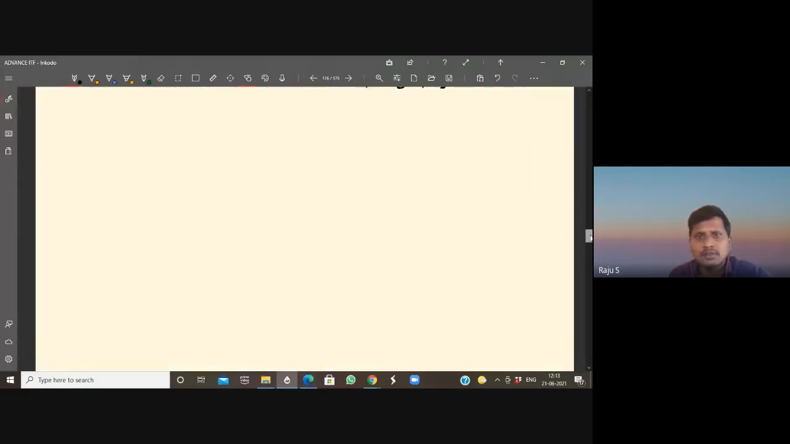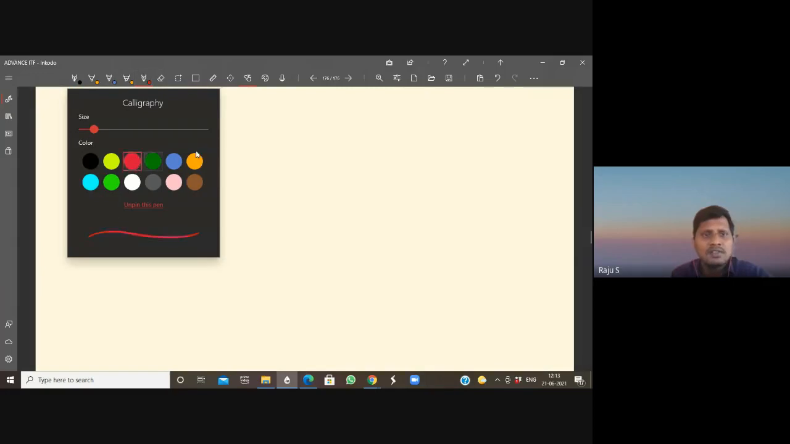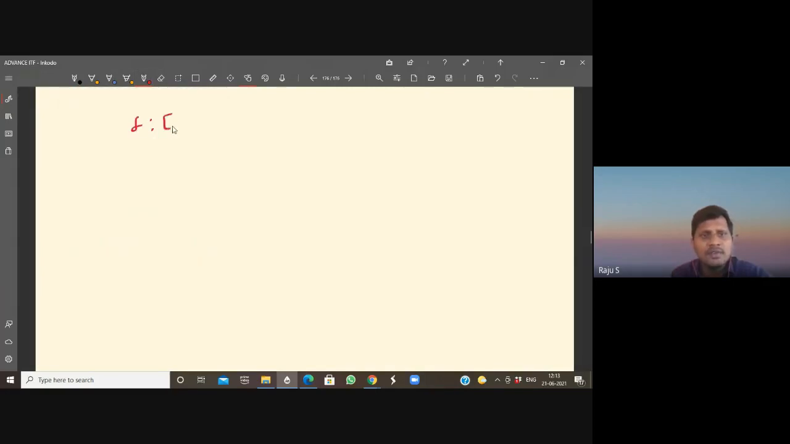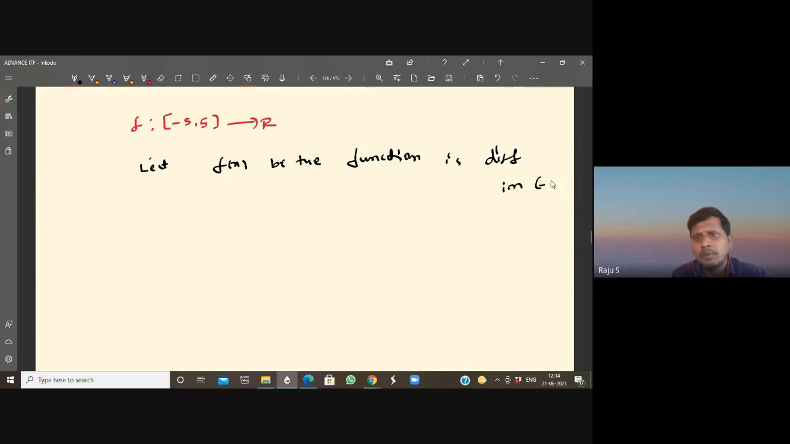I will write the steps clearly here. All steps are very easy. F is defined from where to where? Minus 5 to 5 to R. Okay, so what shall we write here? Let f of x be the function, it is differentiable in the open interval minus 5 to 5. So clearly in the question itself, differentiable is given.